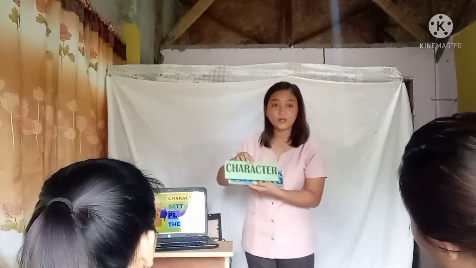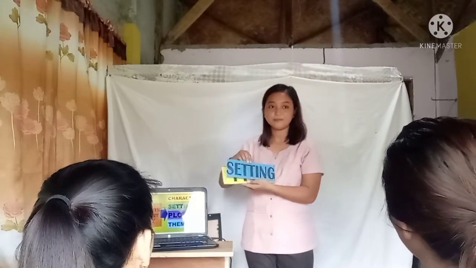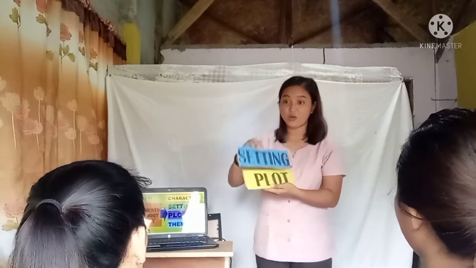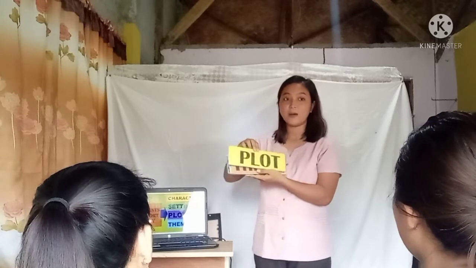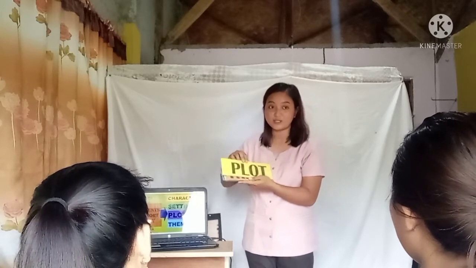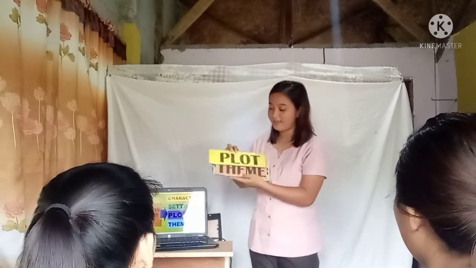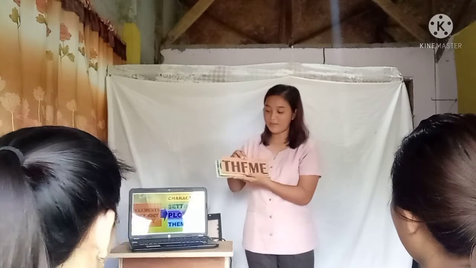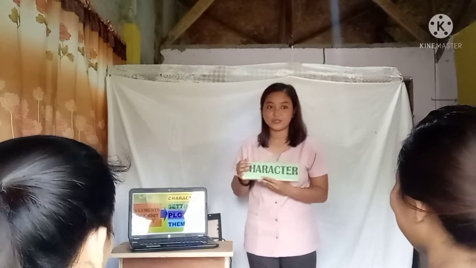Again, what are the elements of short story? We have Character, or the people involved in the story. Setting? Kung saan naganap yung story. Yes, where did the story happen or what time? Third, we have the Plot, or the sequence of the story: the beginning, the middle, and the ending of the story. And last one, the theme of the story.